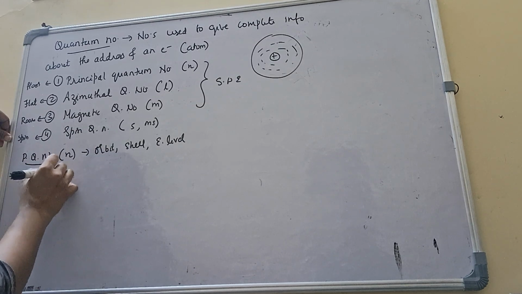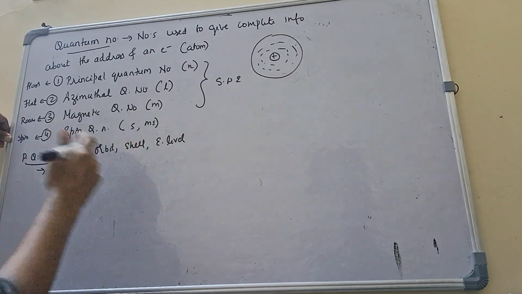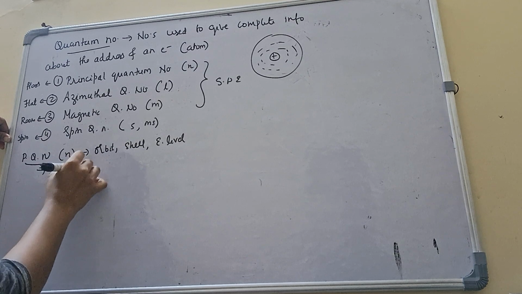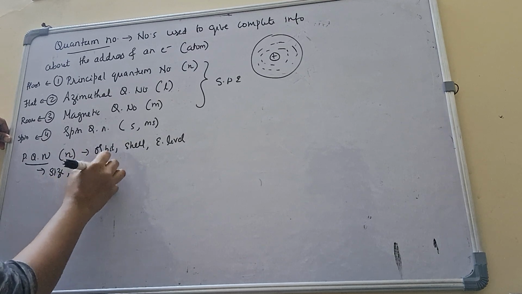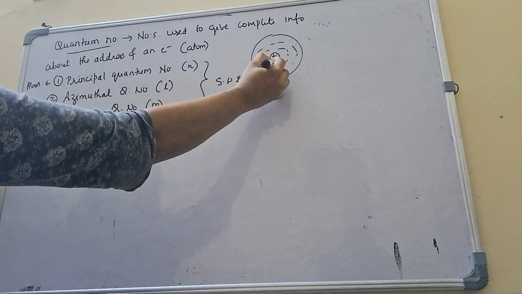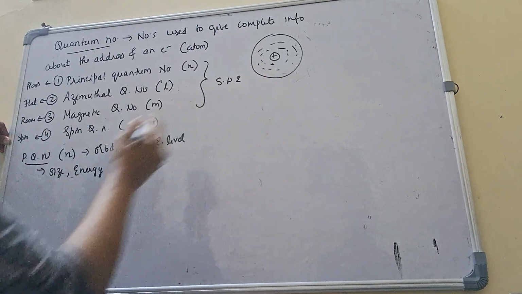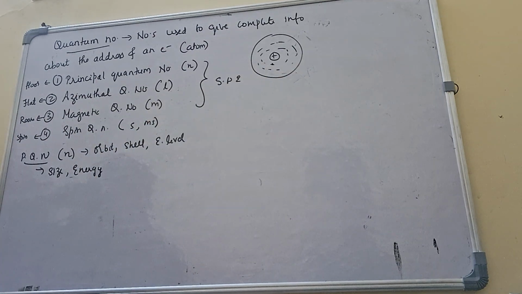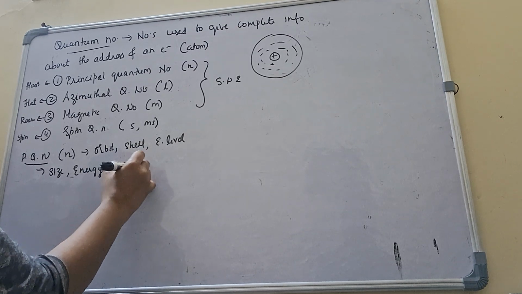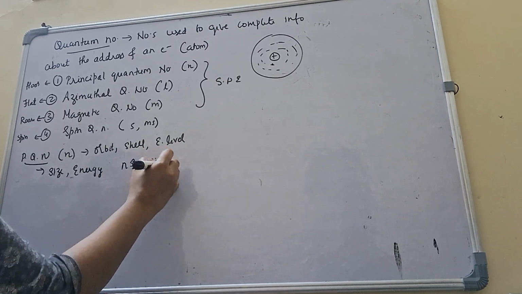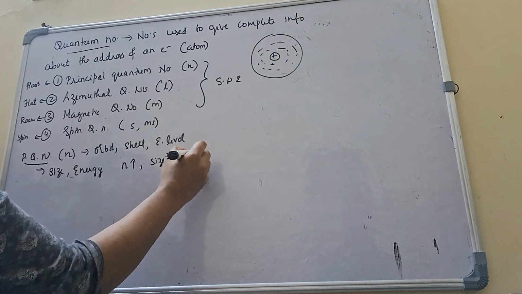It represents size. Based on that, you know at what distance you are from the nucleus, and each orbit has a definite energy. I told you that whichever is closer has the least energy, and as you go away, the infinite shell has the maximum energy, and that maximum energy is 0. So if the principal quantum number increases, the size also increases, and the energy also increases.